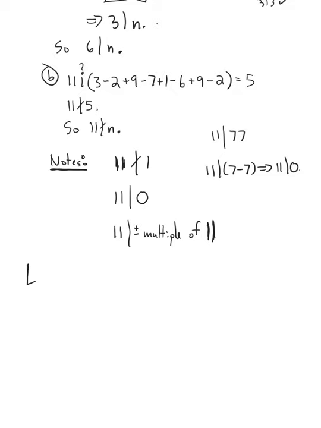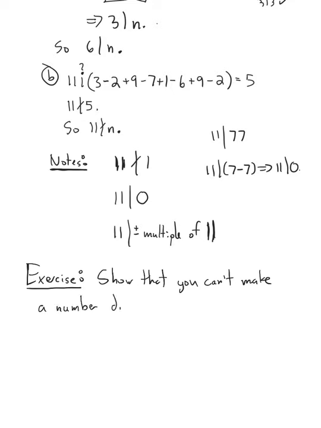And here's a little challenge exercise for you. Show that you can't make a number divisible by 11 by arranging or rearranging the digits 1, 2, 3, 4, 5. So you have a 5-digit number here. Whatever order you have these in, it will never be divisible by 11. See if you can figure that out.